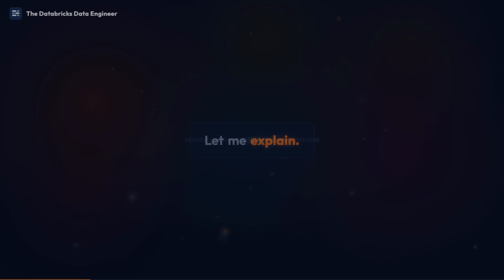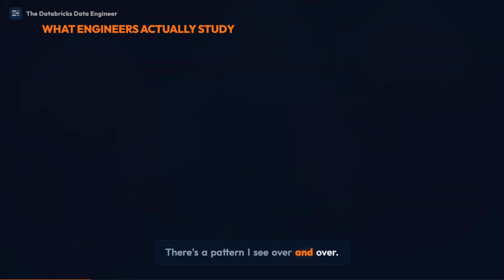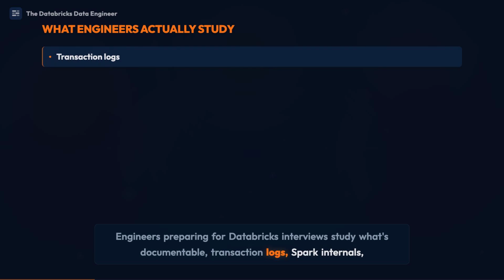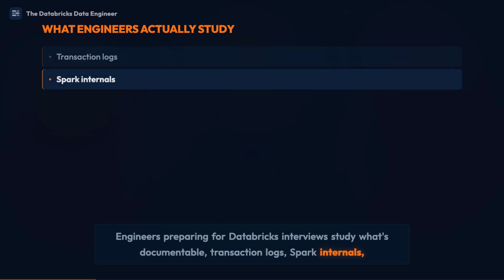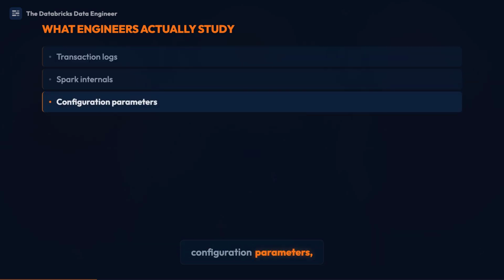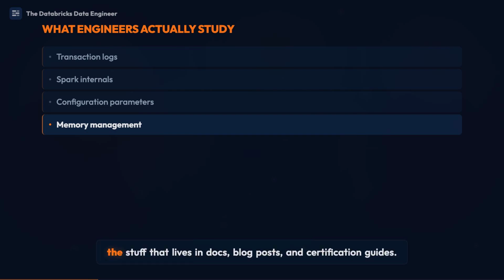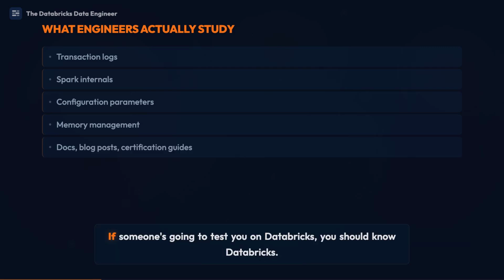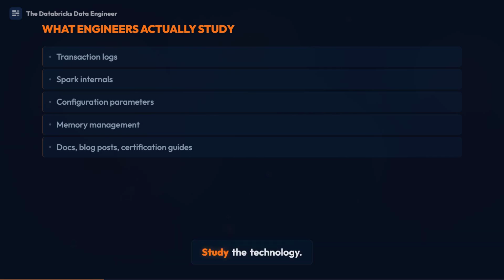Let me explain. There's a pattern I see over and over. Engineers preparing for Databricks interviews study what's documentable. Transaction logs, Spark internals, configuration parameters, memory management, the stuff that lives in docs, blog posts, and certification guides. Makes sense, right? If someone's going to test you on Databricks, you should know Databricks. Study the technology, master the details.